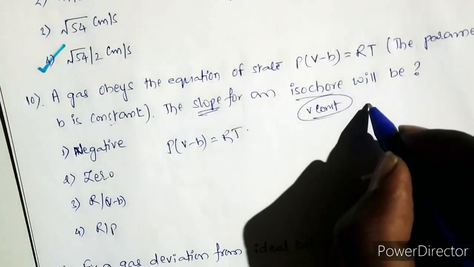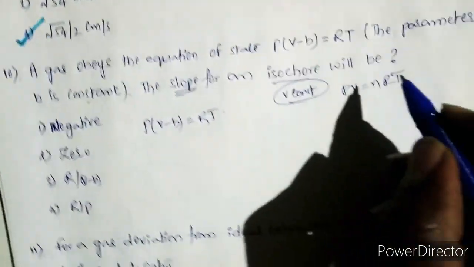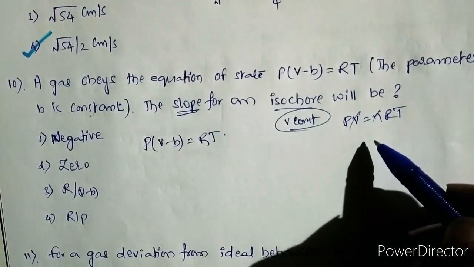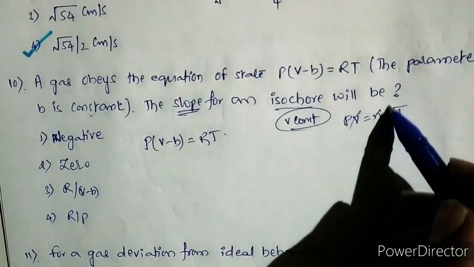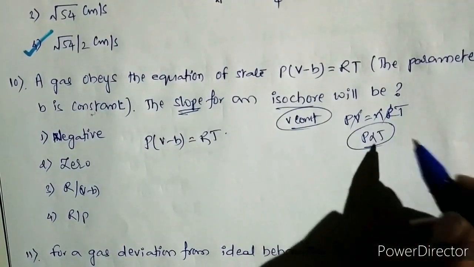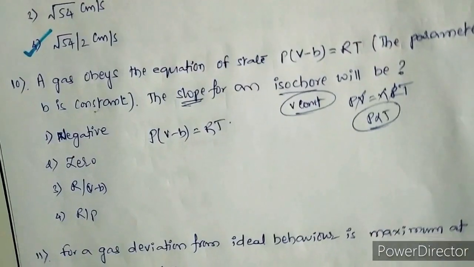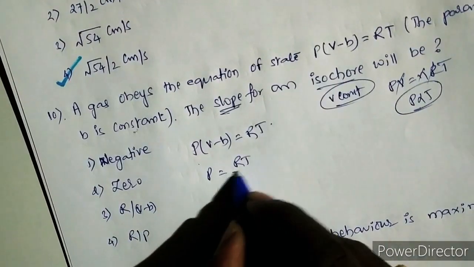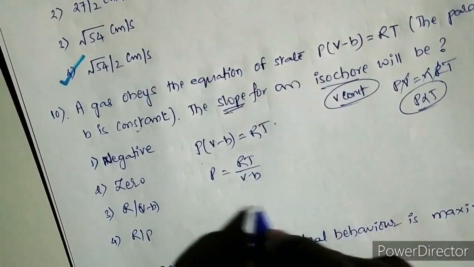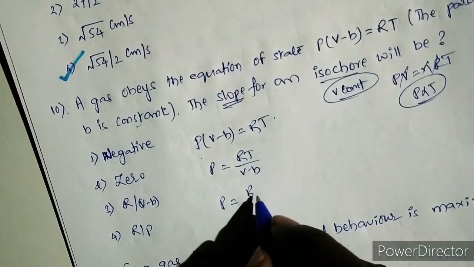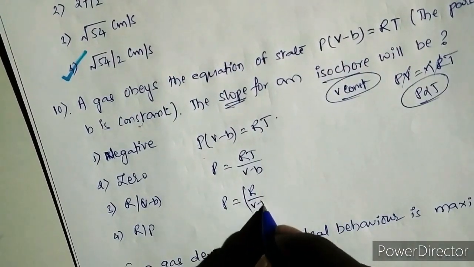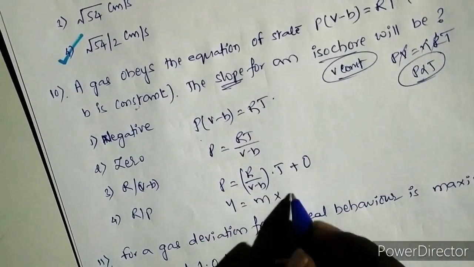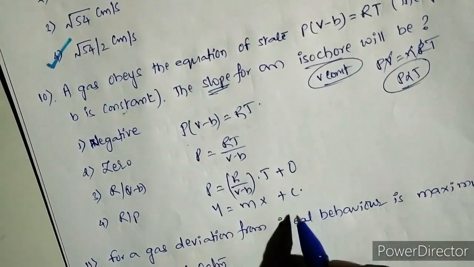Okay, volume is constant. If you write PV is equal to nRT formula, volume is constant, number of moles they are not talking about it, so I make it constant. R is also constant. So you have to draw a plot between pressure versus temperature, isn't it? So just change this pressure versus temperature. Now P is equal to RT by V minus B. Okay, now I'll write it as P is equal to R by V minus B into T plus 0. Same thing, right? Now it is in the form of Y is equal to mx plus C. Here intercept is 0, no problem.